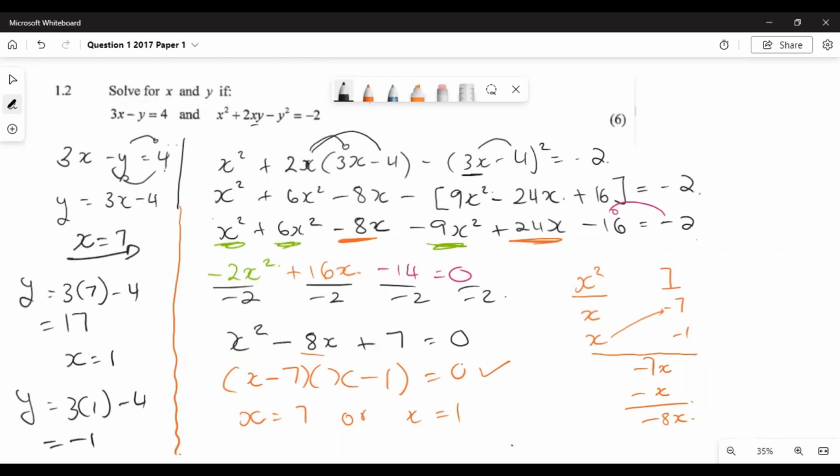Right. So now let's look at rewriting the equation with regards to x.